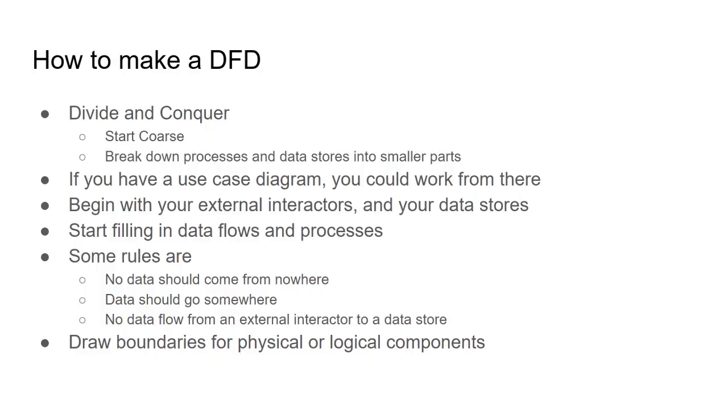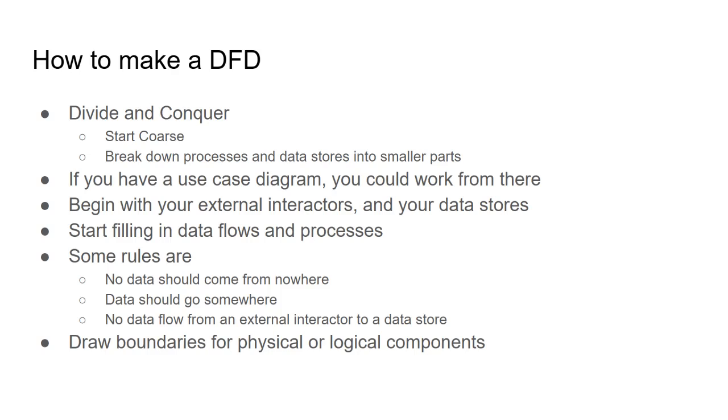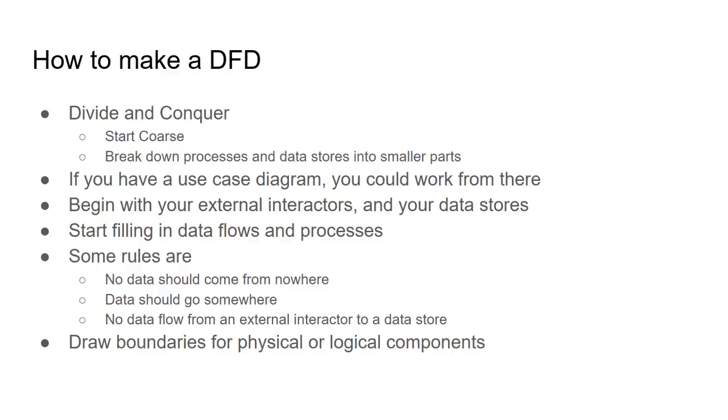Some good rules to follow is that no data should come from nowhere. In other words, it should probably come from an external interactor. So perhaps it's a config file and a developer put it there, but it's worth considering. And again, data should also go somewhere. In other words, if it comes from the outside and is stored in a data store, then what's the point of it if it's stored in the data store and doesn't come out again? You might, for example, have a log file that gets written, and perhaps it's worthwhile modeling that the developer comes in and picks it up sometime.